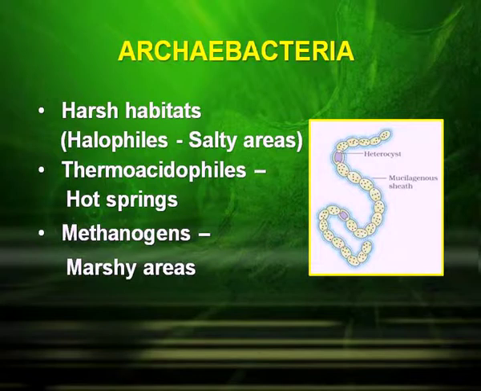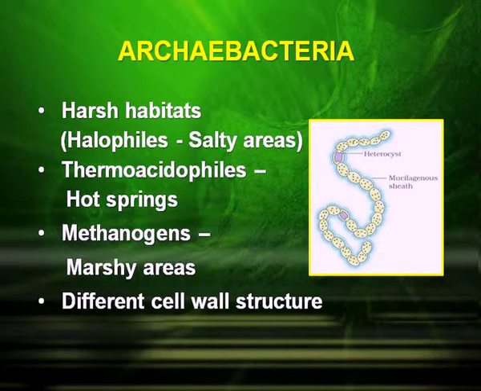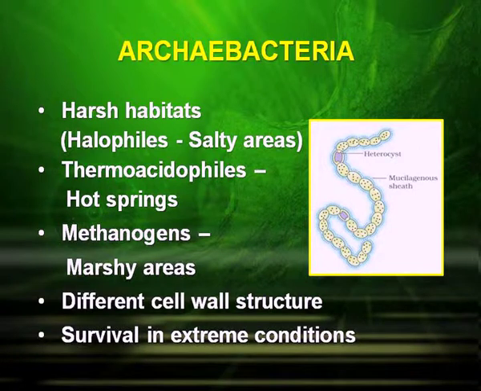Archaebacteria are found in harsh habitats. They are halophiles, found in salty areas, thermoacidophiles, that is in hot springs, and methanogens in marshy areas. They have different cell wall structure which helps their survival in extreme conditions.